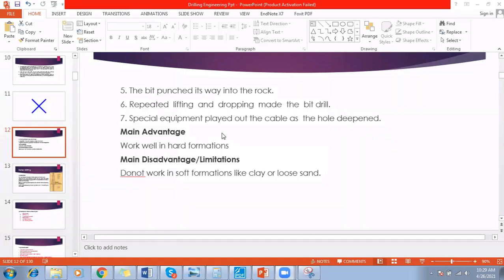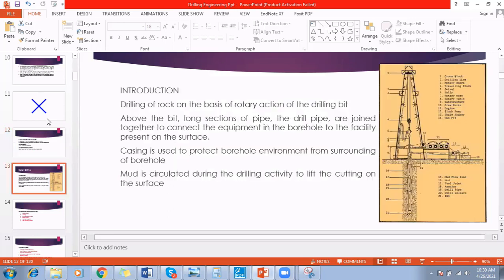So usually cable tool drilling is performed in the sedimentary rocks and sometimes, in rare cases, it can be done in the metamorphic rock as well. But it will perform better in the hard rock as compared to soft rock, because in soft rock there can be a problem of sucking.